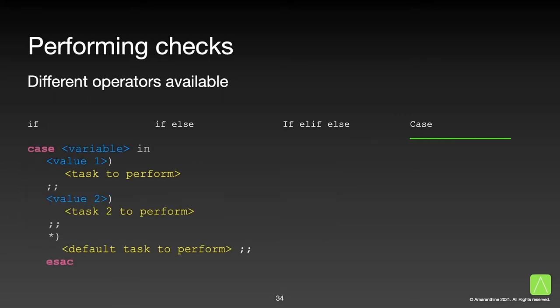There is another operator available which is useful, and that is the case statement. The case statement is useful when we have to choose between different options. It is similar to the if, but it's a lot easier to read. Let us break it down to see how it works.